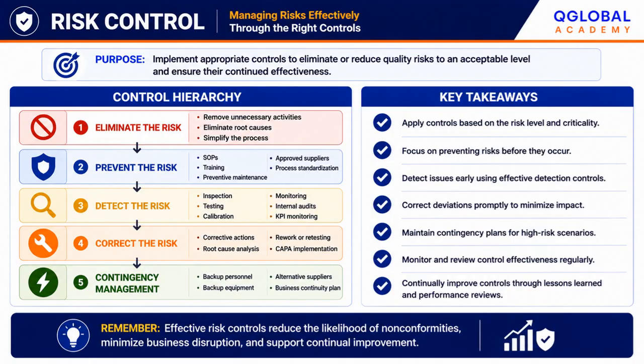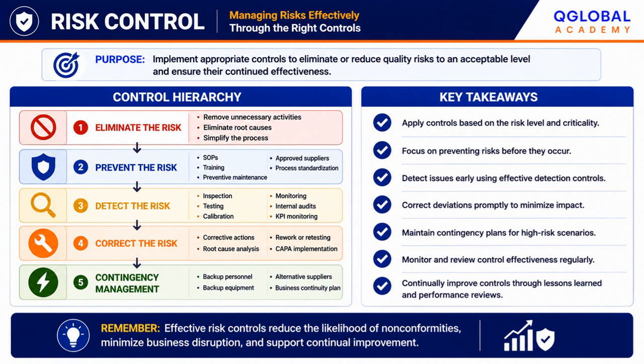The second level is prevent the risk. Examples include developing standard operating procedures, providing employee training, performing preventative maintenance, using approved suppliers, and standardizing processes. The third level is detect the risk. Inspection, testing, calibration, monitoring, internal audits, and KPI tracking help identify problems before they affect customers.